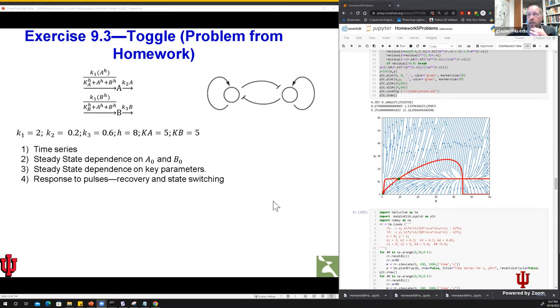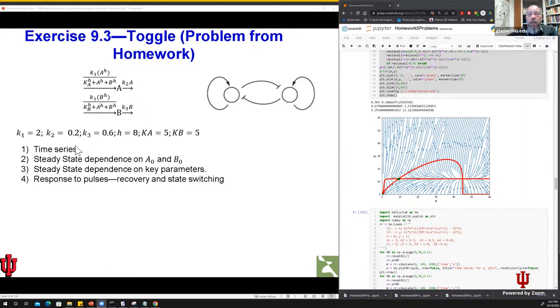The last one that I was going to do, and I don't want to do it now because it's too much, I think we should move on. But I'll just show you my results. It was the toggle. And actually, the example that Herbert had was the toggle too, but the functional forms that he used were a little bit different. His feedback loops were slightly different from the ones I gave you in the homework.